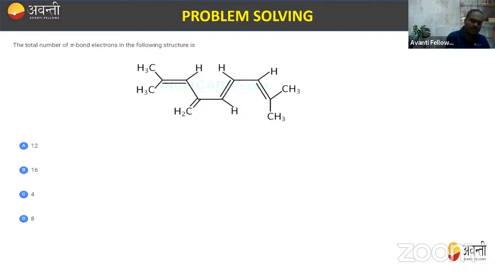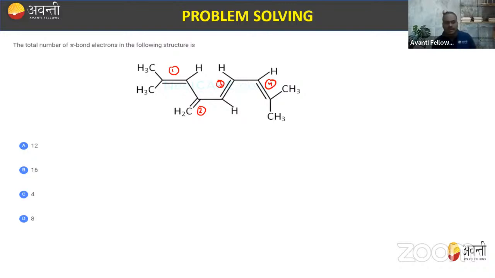electrons, right? You need to calculate the total number of pi bond electrons, कि भाई कितने pi bond electrons हैं इसमें. ठीक है, so we need to calculate the total number of pi bond electrons. तो चलो देखते हैं फटाफट. So total number of pi bond कितने हैं पहले ये बताओ. So we have one pi bond here, we have second pi bond here, third pi bond here, and fourth pi bond here. So total number of pi bonds we have is 4.